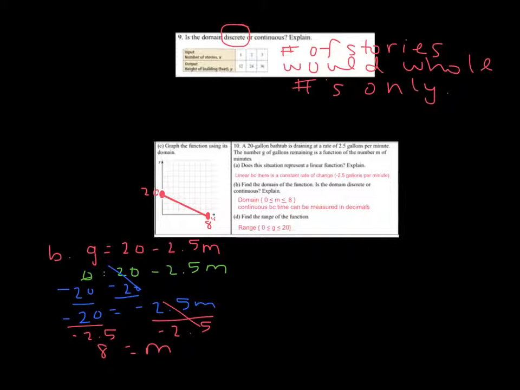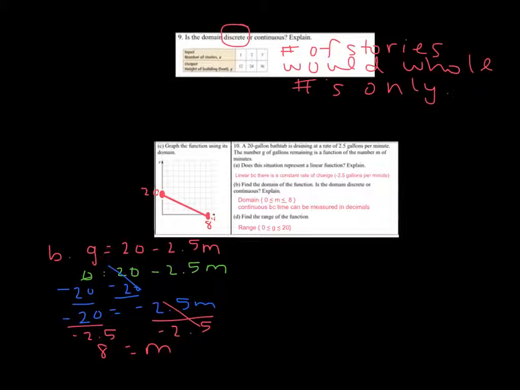Okay, so this problem was a little bit different than our last one that was a word problem, because you had to come up with your own equation. But they gave you all the information that you needed right here. So we know that we have a 20-gallon bathtub that's draining at a rate of 2.5 gallons per minute. They tell you that the number of gallons remaining is a function of the number m of minutes. So that was supposed to help you identify your independent and dependent variable.